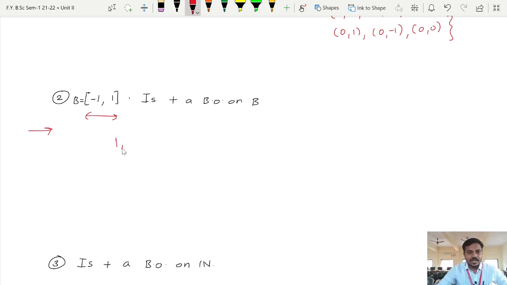Again here you can see that 1 and 1 belong to B, but 1 plus 1, that is 2, is not there in B. Therefore we can conclude that addition is not a binary operation on the set B.